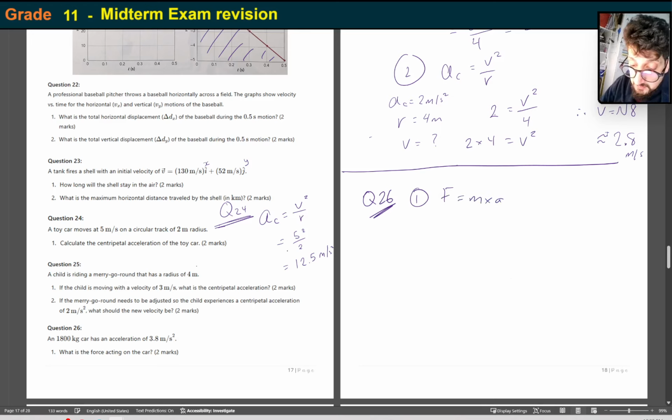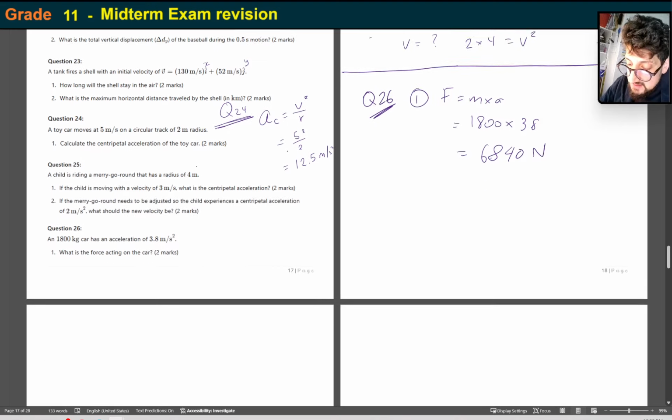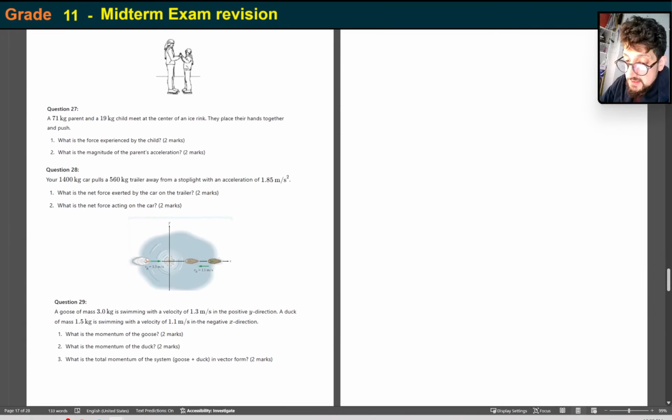So that's force equals mass times acceleration. So it's 1,800 multiplied by 3.8, which equals. Hopefully, you don't overthink like I do, because sometimes students overthink questions in the exam and they think, oh, there must be a trick somewhere. It can't be that easy. Hopefully that doesn't happen to you. Right, that's question 26. Let's go to the next one.